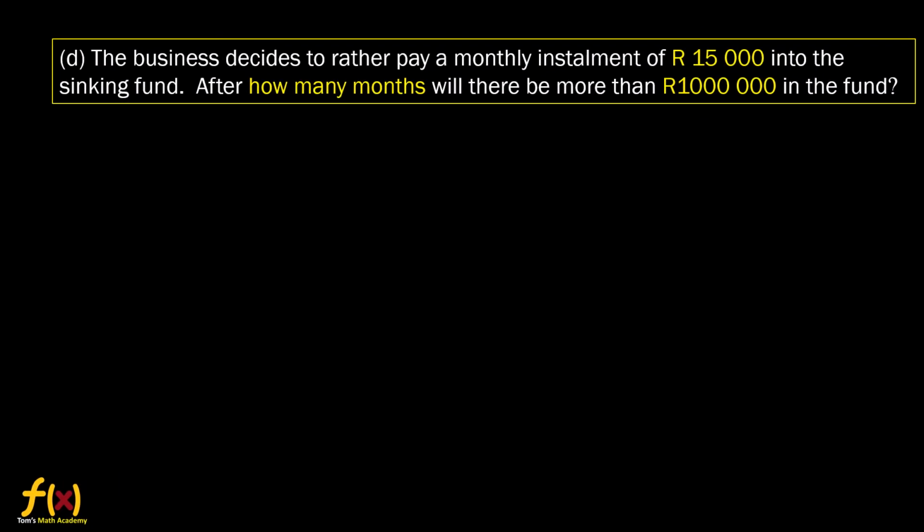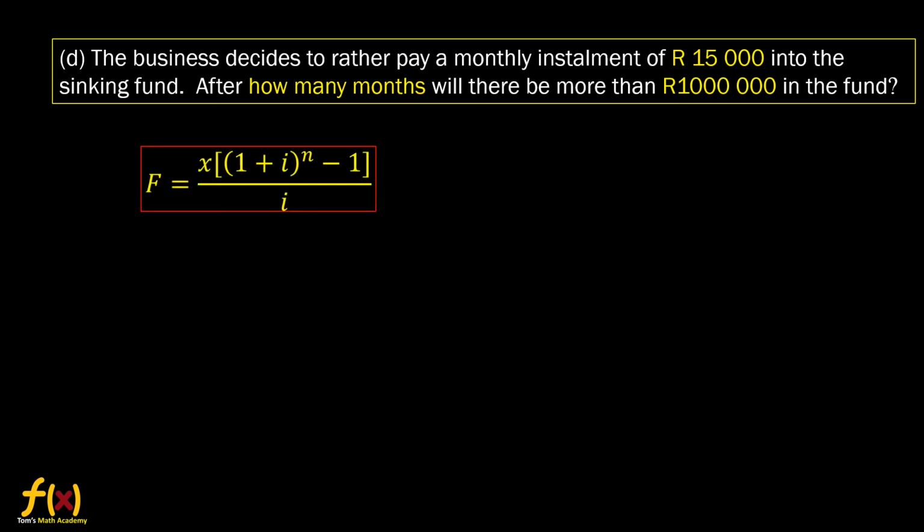The business decides to rather pay a monthly installment of 15,000. So they change their mind. They are going to pay 15,000. After how many months? So they are going to reduce the installment. The number of installments will be reduced now. Will there be more than 1 million in the fund? So the future fund should be 1 million.